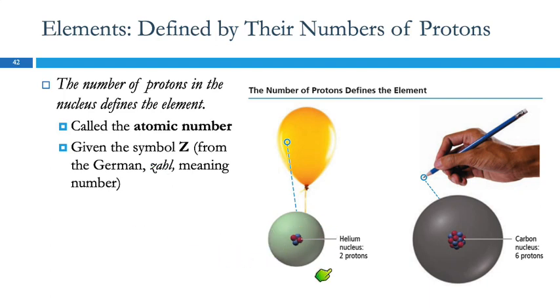So here we have a helium atom, and in the nucleus we have 2 protons. Every helium atom has 2 protons. That's what makes it helium. Carbon atoms have 6 protons, always. So that identifies the atom as being of a particular element, the atomic number.